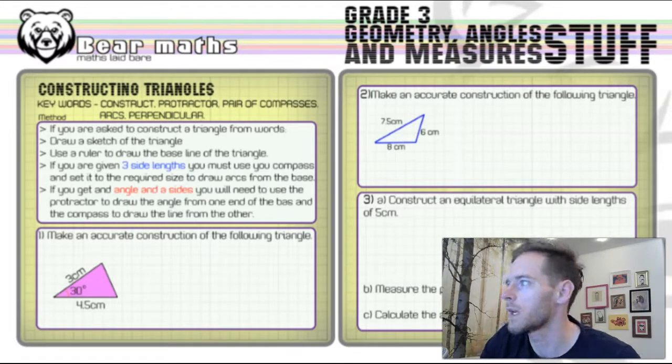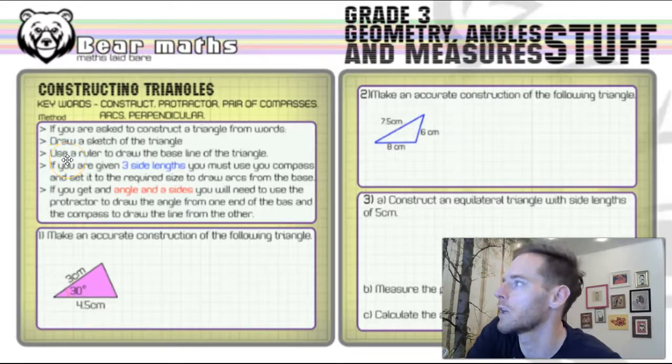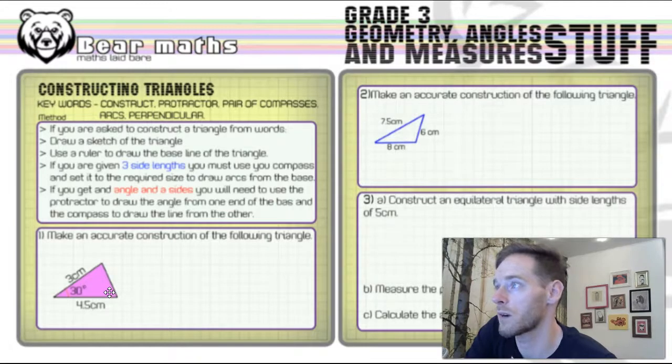So in the method, it states that if you are asked to construct a triangle from words, you've got to draw a sketch of the triangle. I've given you some sketches here already. So use a ruler to draw the baseline of the triangle. If you are given 3 side lengths, you must use a pair of compasses and set it to the required size to draw the arcs from the base. If you get an angle and sides, then you will need to use the protractor to draw the angle from one end of the base and the compass to draw the line from the other. Base should have an E on the end there.